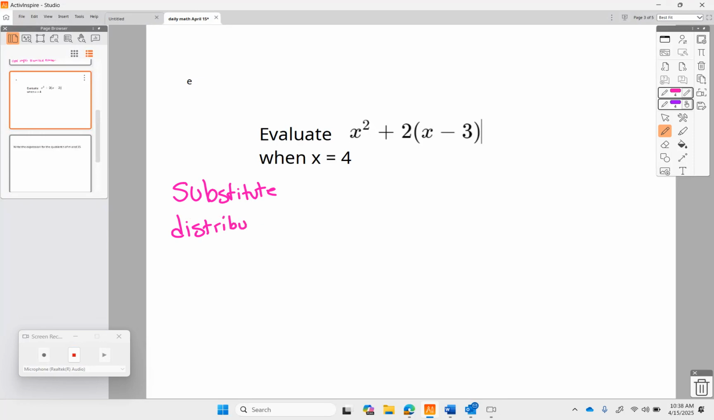Or you can distribute and then substitute. And honestly, I kind of do each one based upon what looks easier when I look at the problem. So if I substitute first, that means where it says x, I'm taking out x and putting in the number 4.